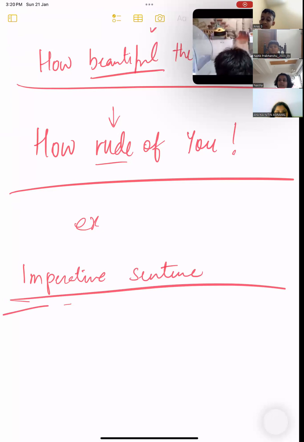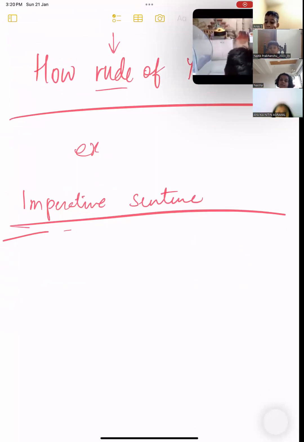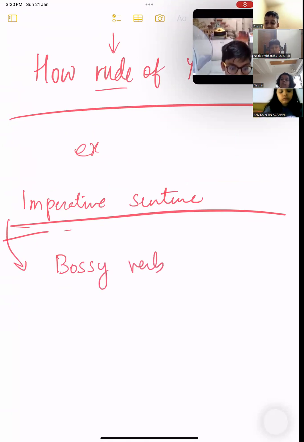Please pay attention though, it's the last one. Okay? It's very difficult for us to stay focused. So, an imperative sentence generally starts with a bossy verb. That's the first way to identify. And I will tell you what a bossy verb is.